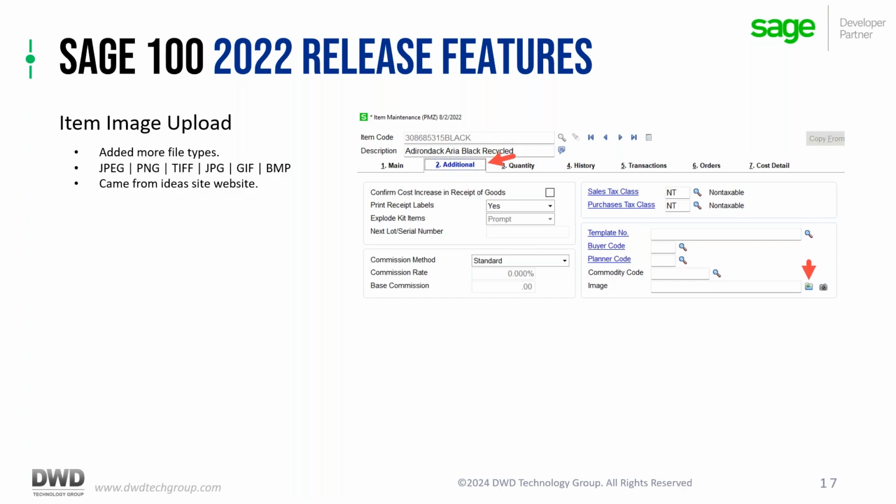Item image upload. So here's an area where you can, on an item, do a lookup and find a picture of an item, and it will upload it into Sage 100. It has a folder on the hard drive. It takes the image, moves it over there, and it allows these certain types of images. Okay, can be very useful if you need to organize that information.